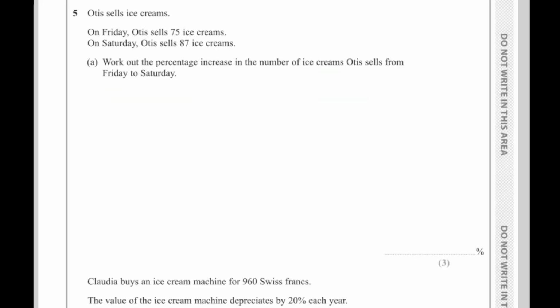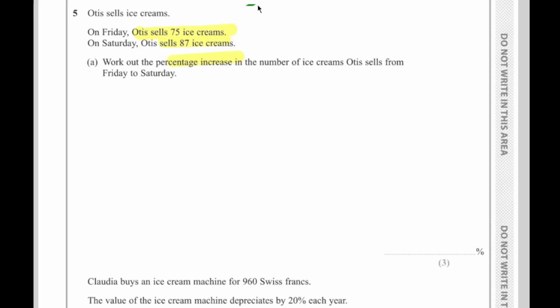Question 5, percentages. This is the question. Artist sells ice creams. On Friday, artist sells 75 ice creams. On Saturday, artist sells 87 ice creams. Work out the percentage increase in the number of ice creams artist sells from Friday to Saturday. For getting percentage increase, there is a formula. If you can memorize the formula, it is so easy. I'm going to explain what the formula is.